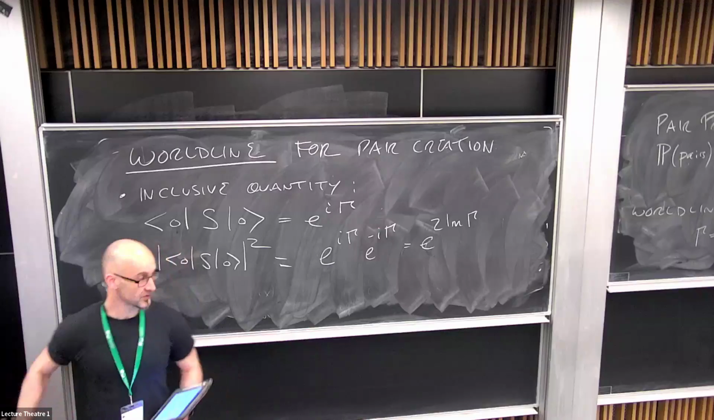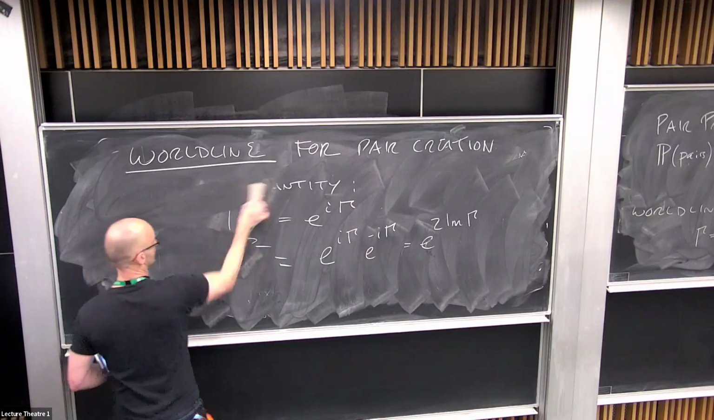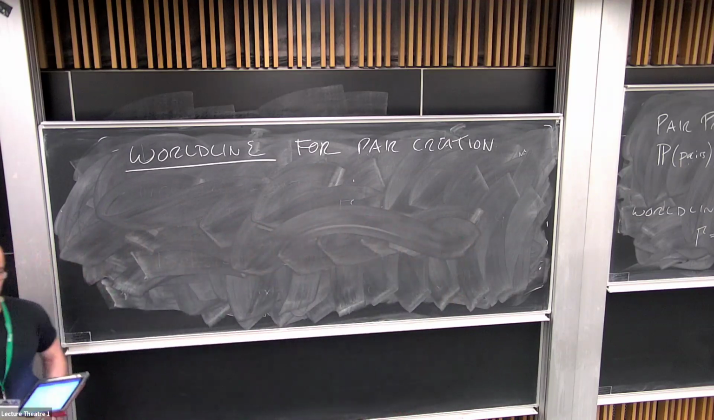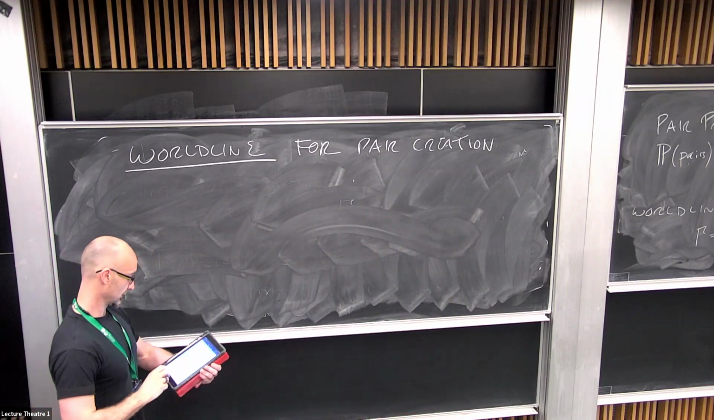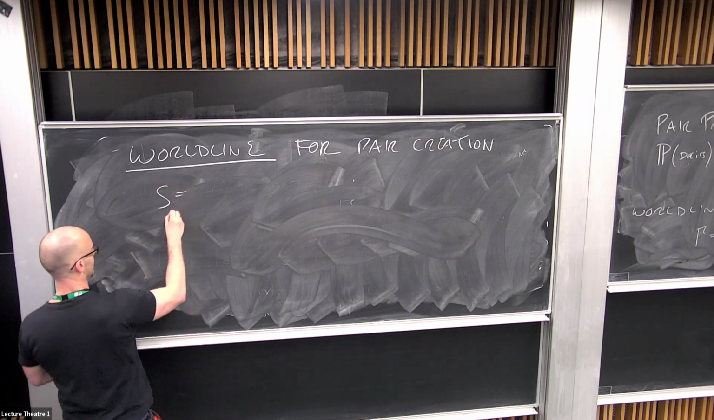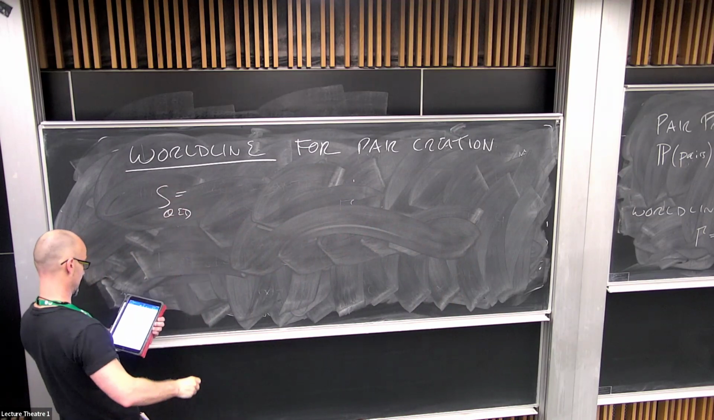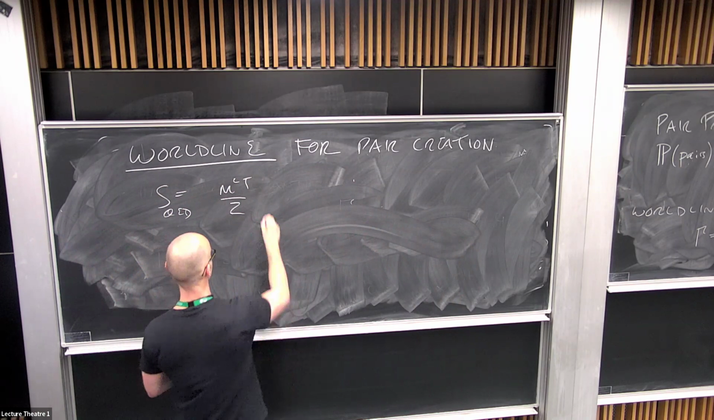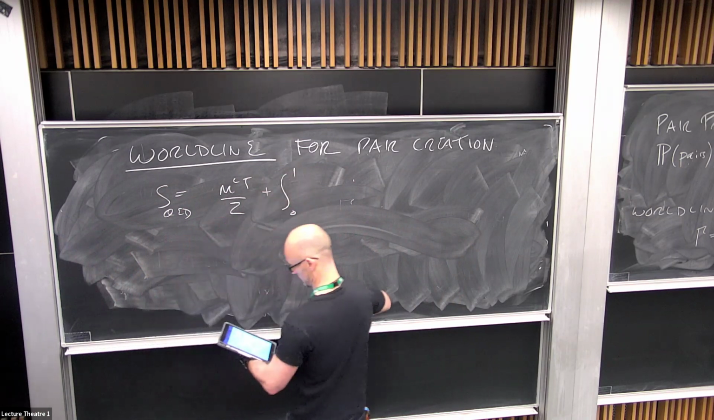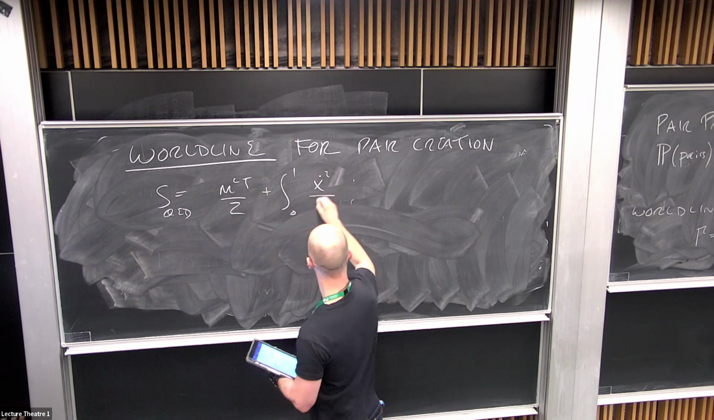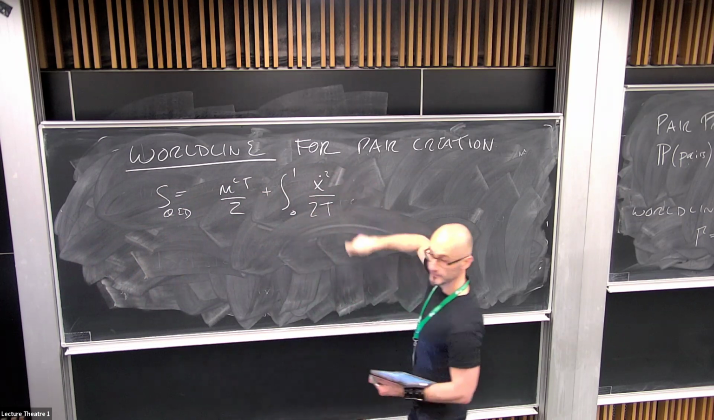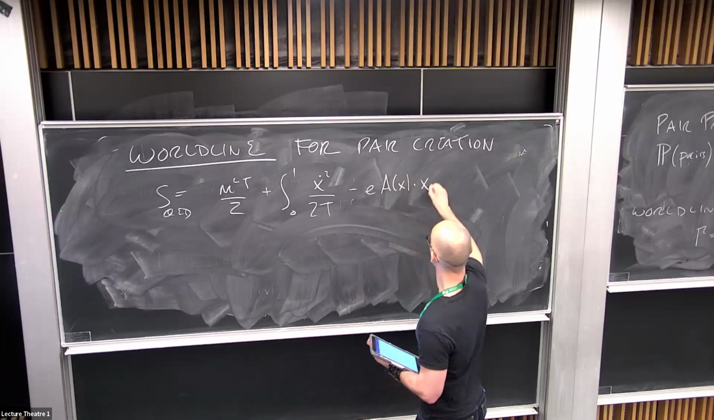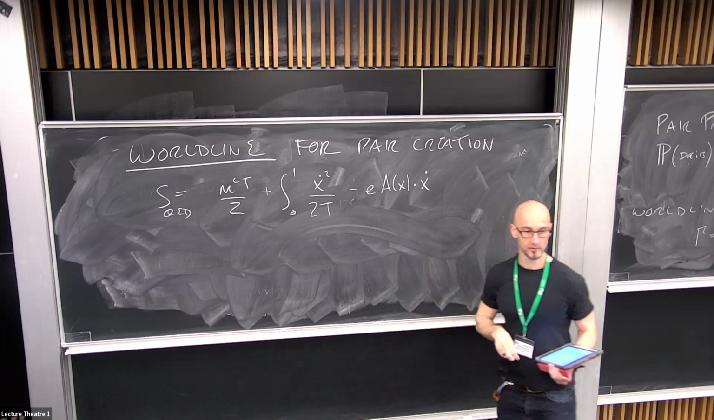Okay, so let me tell you what the action is. The relevant action just describes a classical particle coupled to whatever field you're interested in, which might produce pairs. So QED, again, scalar QED really. The action, you've got m squared T over 2 plus the integral of some kinetic term, and then you've got a coupling.